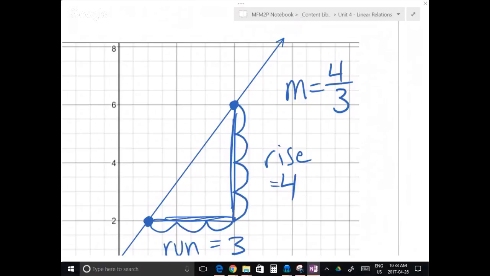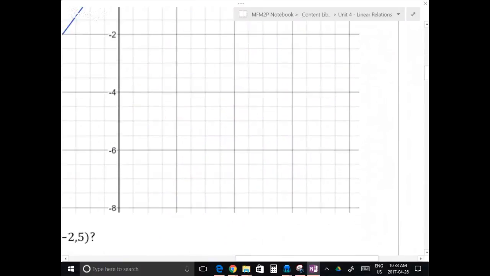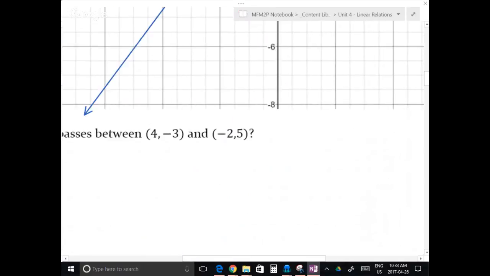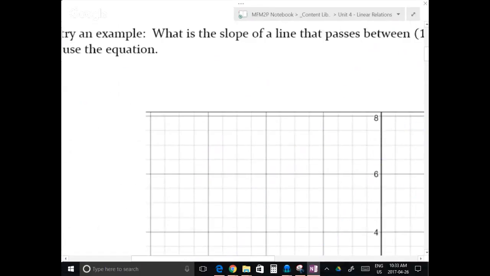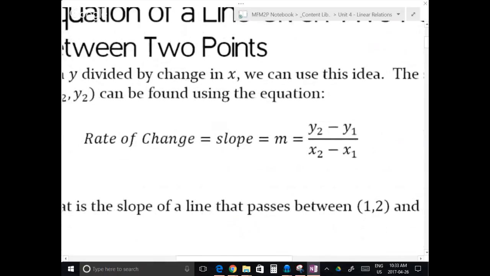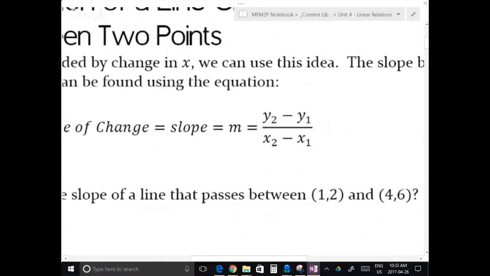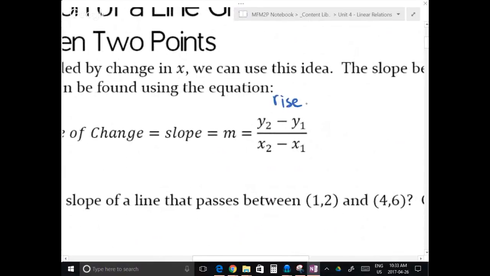So here's the only lesson today. We've got to be able to take 2 points and get a slope from it. And I'm going to give you an equation, but I don't want the equation to just be a big stupid black box. I want it to make sense. So here's the equation. It's rise over run, which you already know. You already know that slope is rise over run.